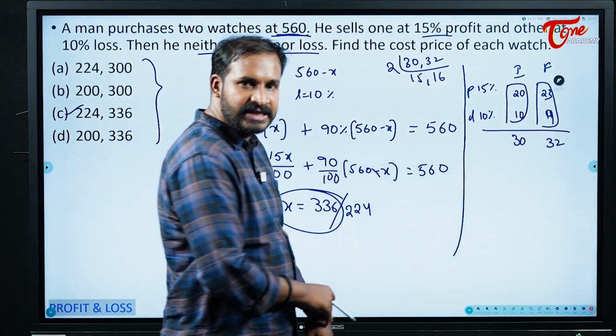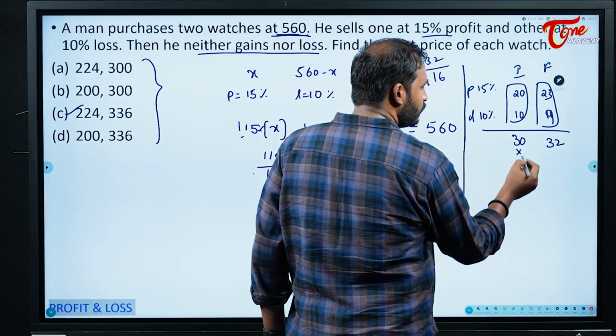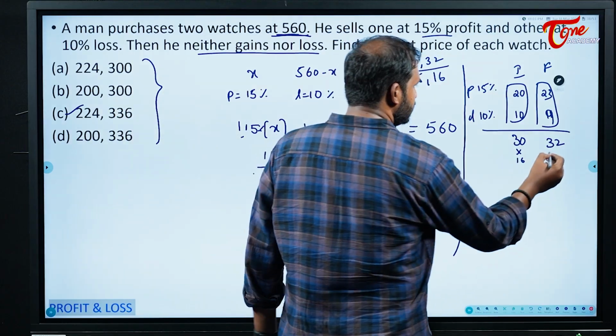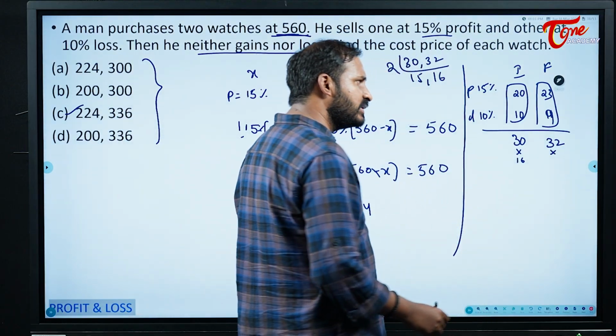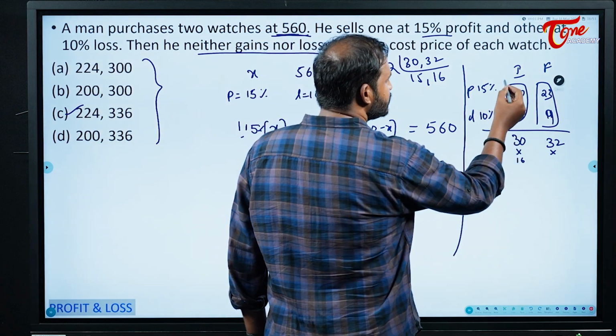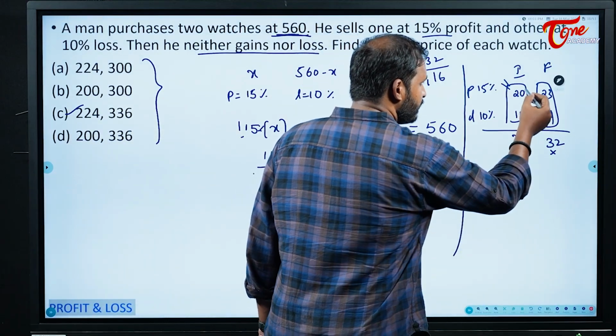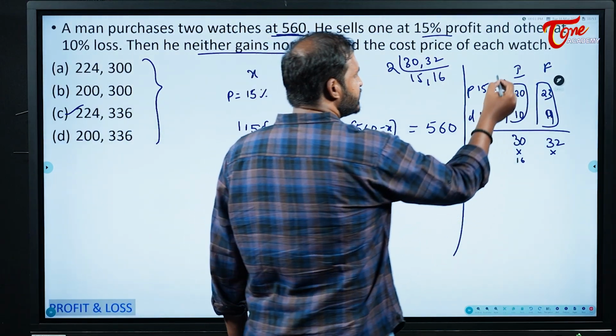Okay, 480 is the LCM. Now, that means what I will need to do? I need to multiply this with 16 and I need to multiply this one with some other value. So, when I multiply this with 16, what will I get? Please observe here. 16 times 30 is 480, right? So, that means I need to multiply the above two values with 16 individually.